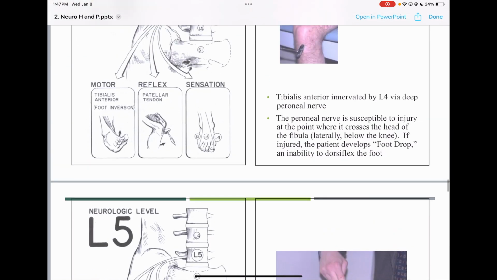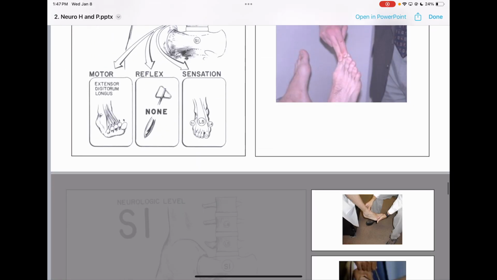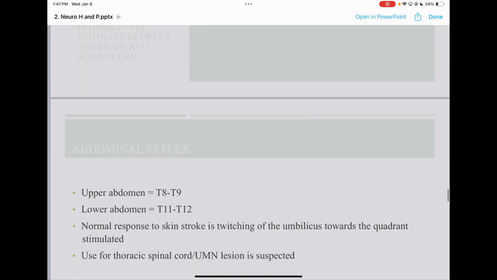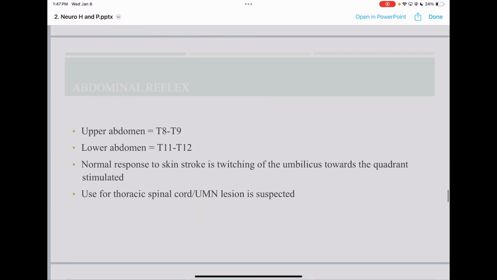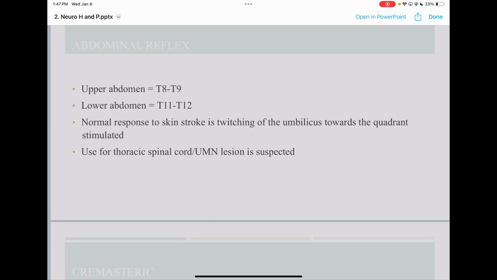Okay, here's L4, foot inversion, patellar tendon. L5, digitorum longus. S1 is your Achilles and brain. Okay, so your abdominal reflex. I talked about this yesterday. This is a brain reflex. The upper abdomen is T8 and T9. So as you do the different quadrants in the upper abdomen, this is the nerve root that innervates that area. T11, T12 is your lower abdomen, below the umbilicus.